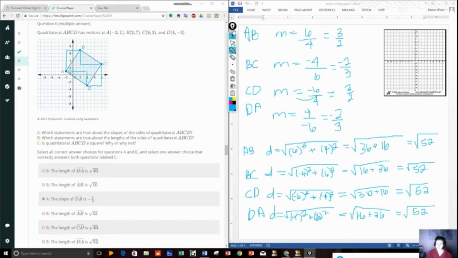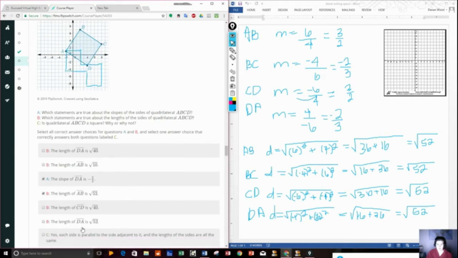Alright, so all of them are the same side length, so let's go through and select our answers for B. B, the length of DA is the square root of 40. No. The length of AB is the square root of 10. No. The length of AB is the square root of 52. Yes. The length of CD is the square root of 40. No.